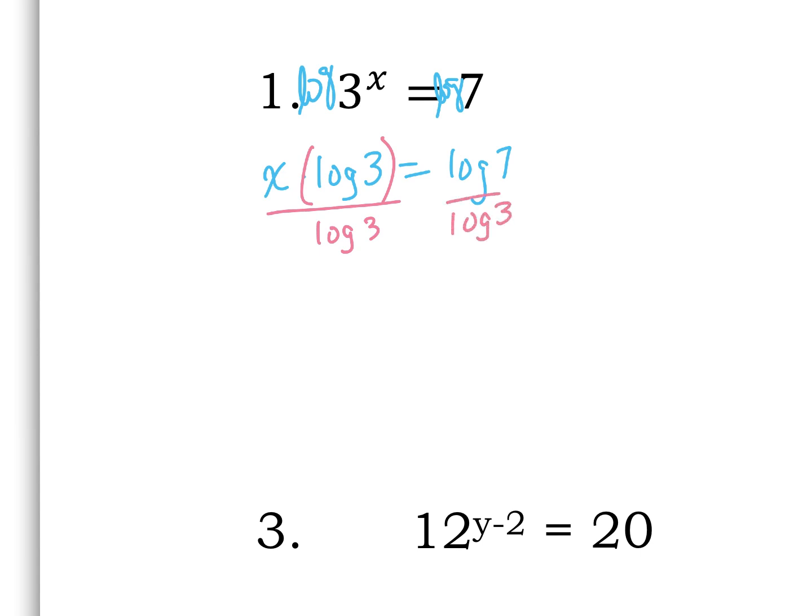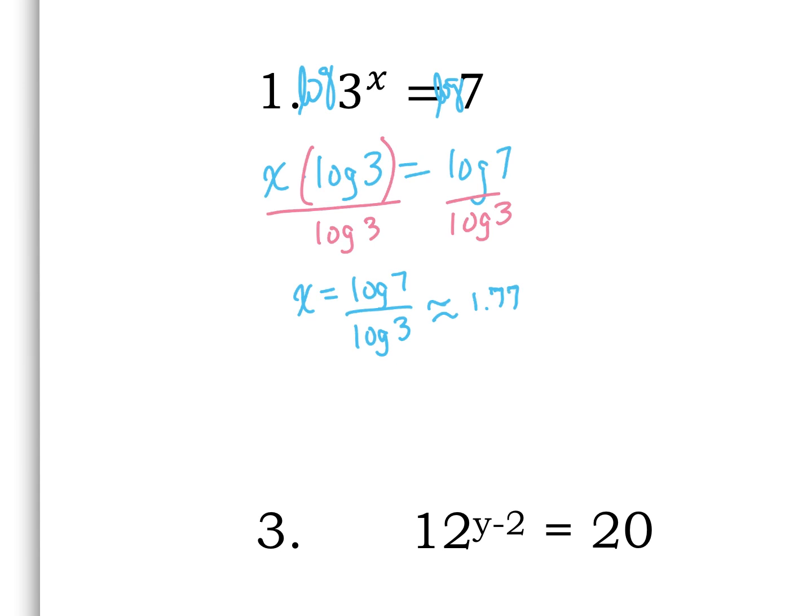So our final exact answer is that x is equal to the log of 7 over the log of 3. But I want you to come up with the approximate answer also. So be careful plugging into your calculator. Make sure you're plugging in carefully. That should give you as an answer 1.77.